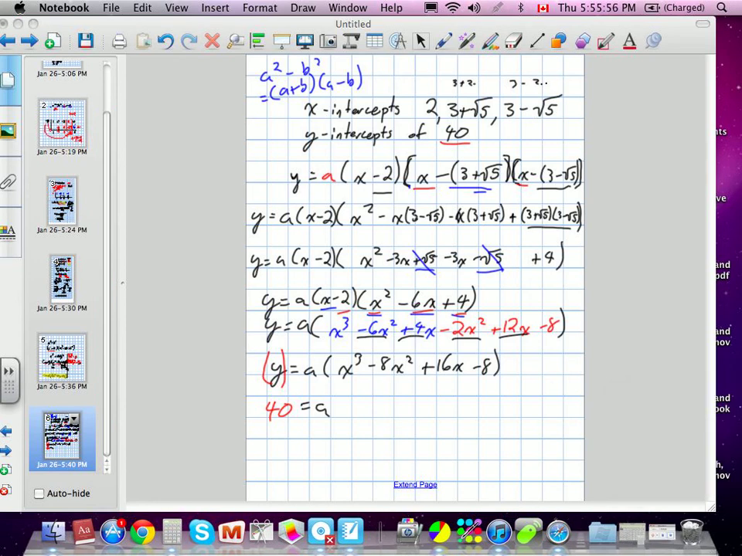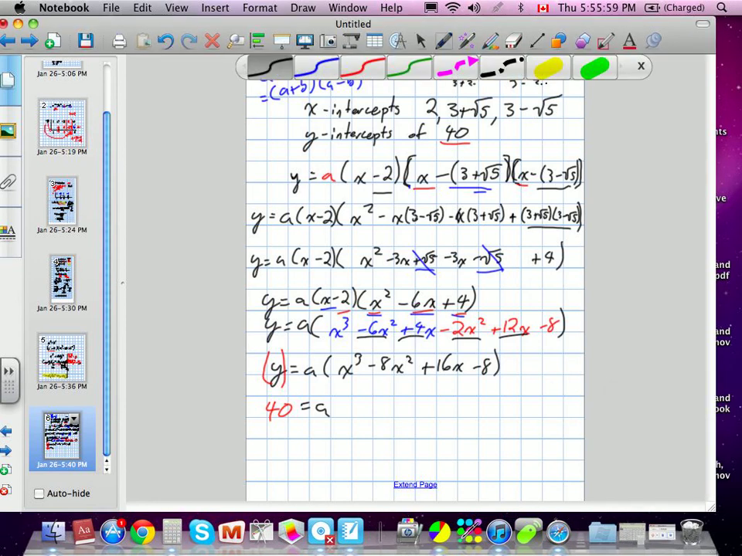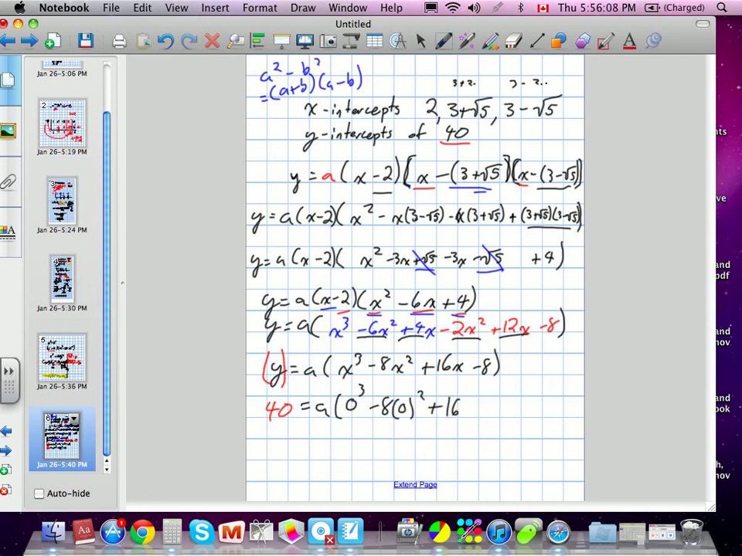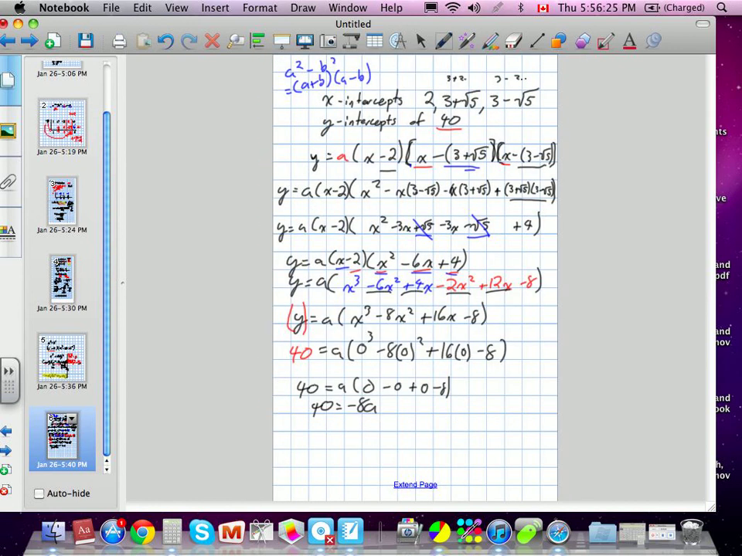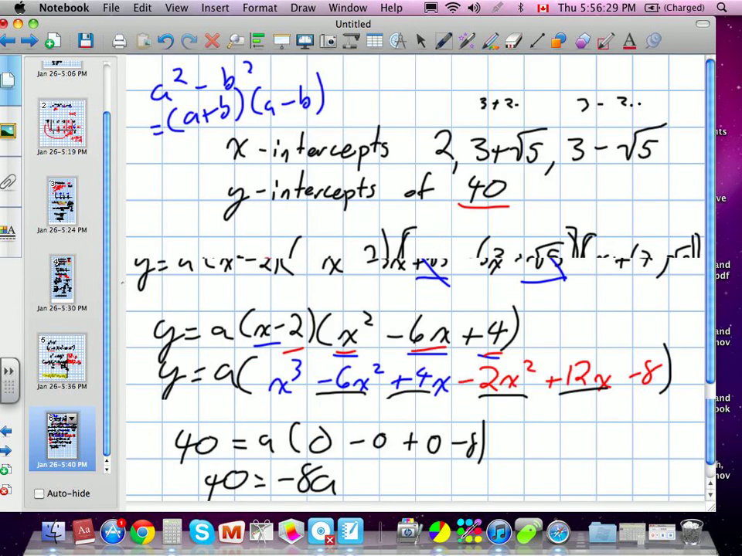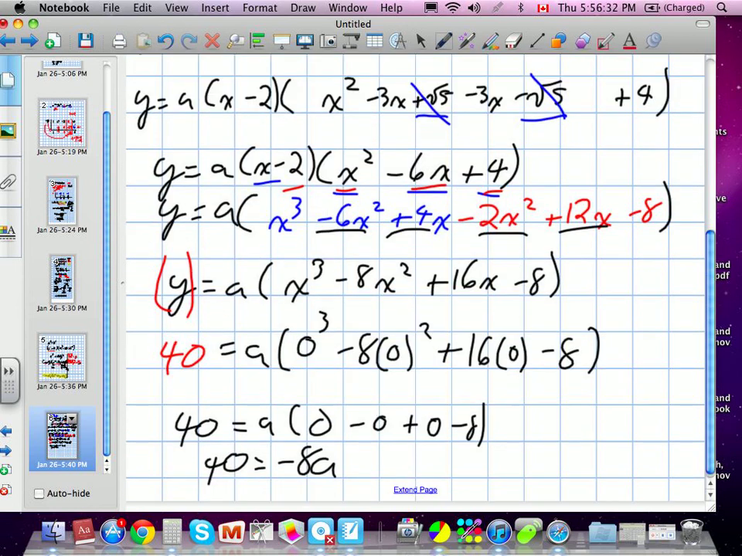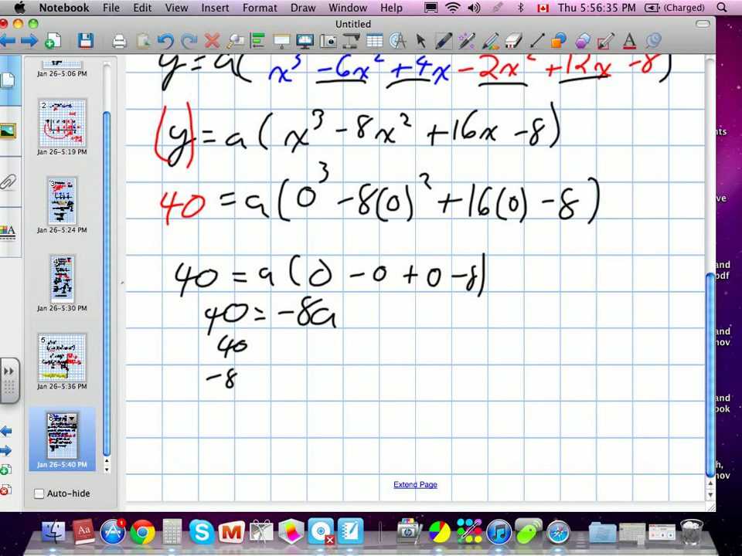That's what a y-intercept is, right? So we all know all of these x's, we can substitute 0 in for them. Plus 16 times 0 minus 8. Okay. Well, what's going to happen is we have 40 equals a. That's going to be 0 minus 0 plus 0 minus 8. So now we get 40 is equal to negative 8a. Okay, all those zeros cancel out, negative 8a. We should really do page width, much easier to see. 40 divided by negative 8 gives us our a. It's still negative on the outside. So we get negative 5 is a.